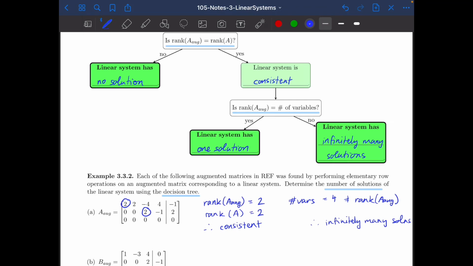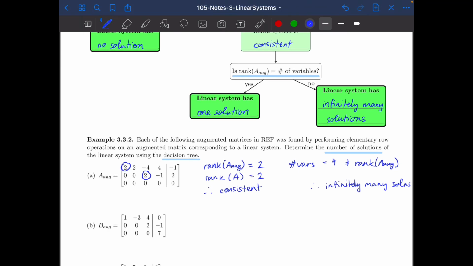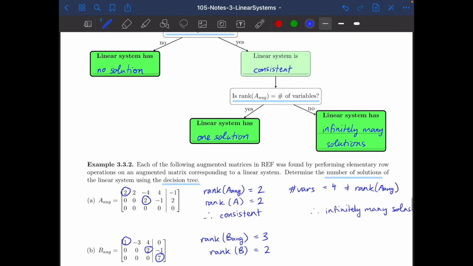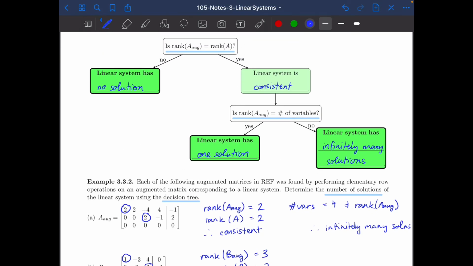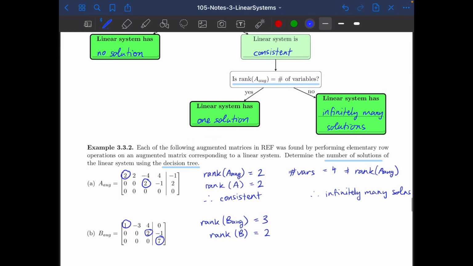Now let's do the same thing for part B. For part B, we want to start by finding the rank of the augmented matrix. The rank of the augmented matrix is the number of leading entries: 1, 2, 3. The rank of the augmented matrix is 3. The rank of the corresponding coefficient matrix, in this case, is 2. And so the answer to the first question in the decision tree is no. The rank of the augmented matrix is not equal to the rank of the coefficient matrix. And so immediately we can conclude that the linear system has no solution.